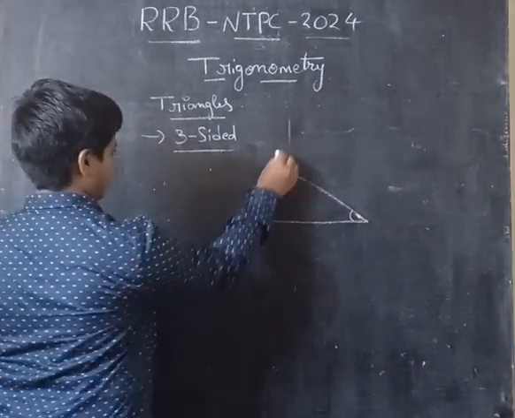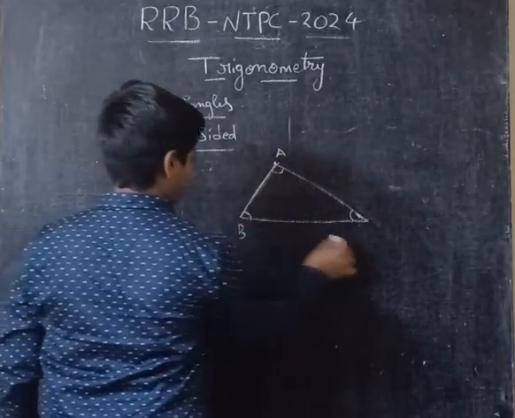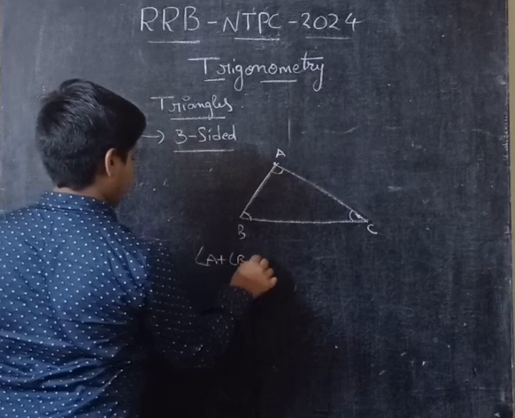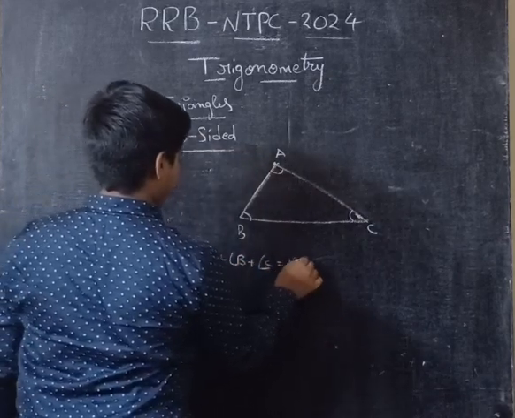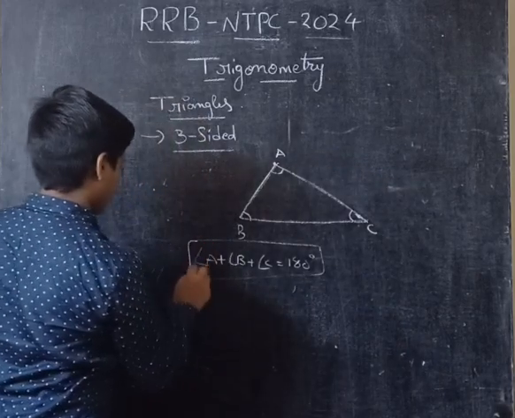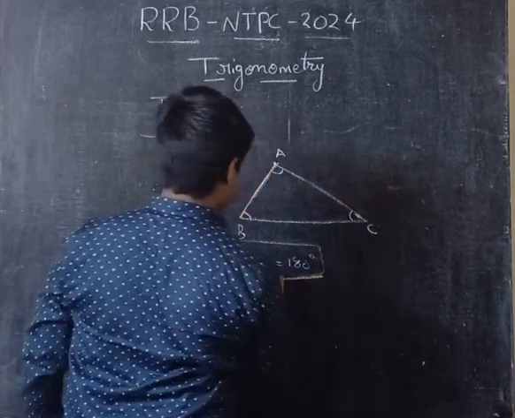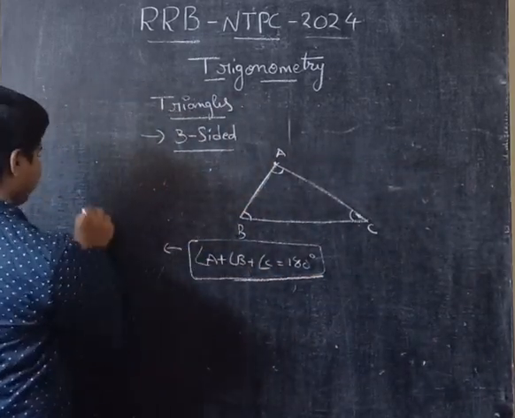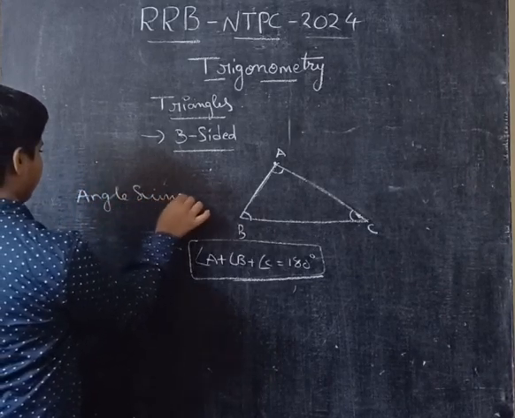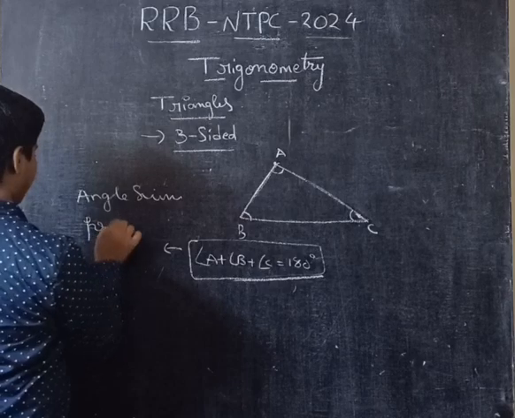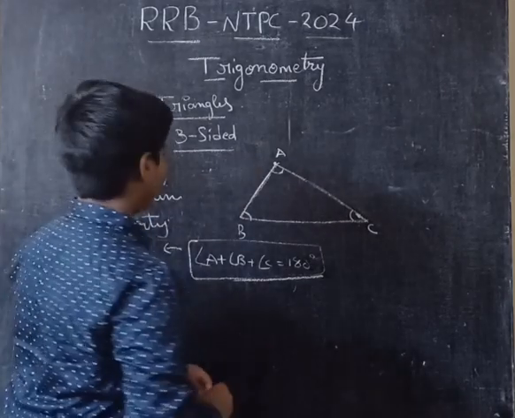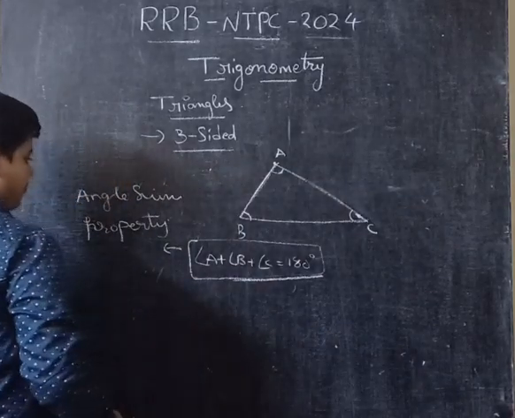And the total angles, if I take this is A, and this is B, and this is C. So angle A plus angle B plus angle C is 180 degrees. This is a very important point. Generally, this point is known as the angle sum property. Okay. So this is called a triangle.